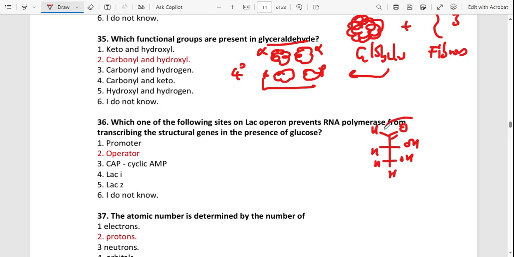All carbohydrates have a carbonyl functional group, and then they have a hydroxyl functional group. Okay, all of them.